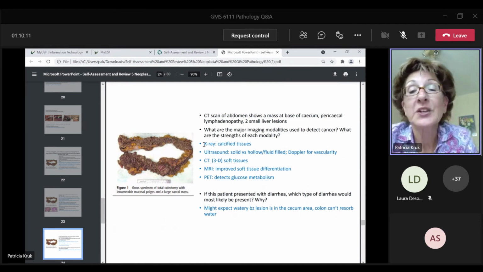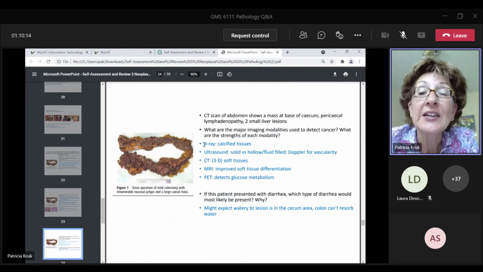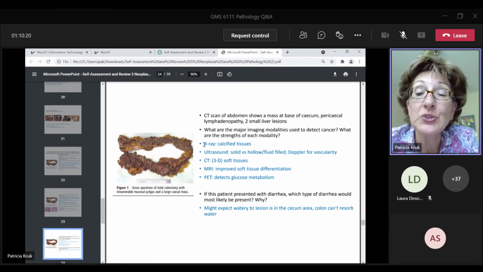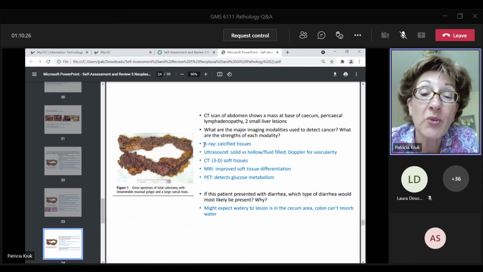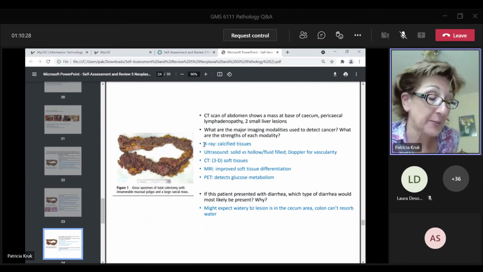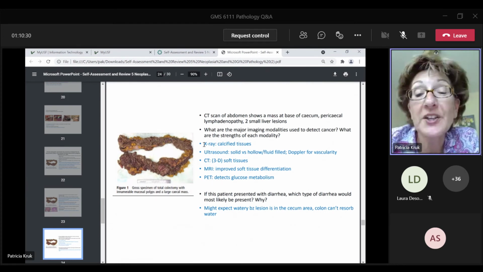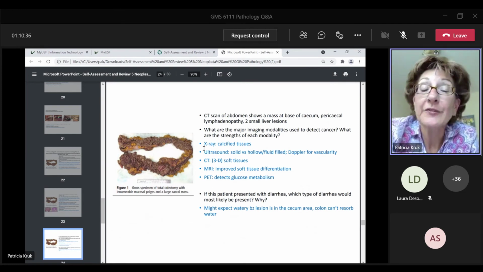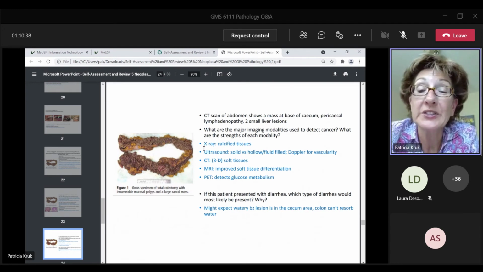CT scans, as was done in this patient, are basically very high resolution X-rays, and they're able to reconstruct 3-dimensional tissue structures. They're very good at looking at higher resolution of soft tissues. Likewise, MRIs, which are the next step up in cost, have even more improved resolution of soft tissue differentiation. So that's what we're looking for when we're looking at a lot of these malignancies.